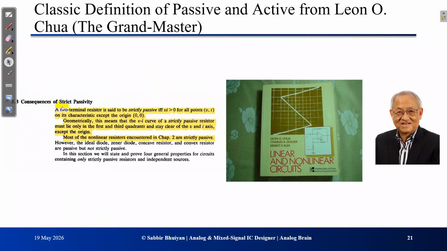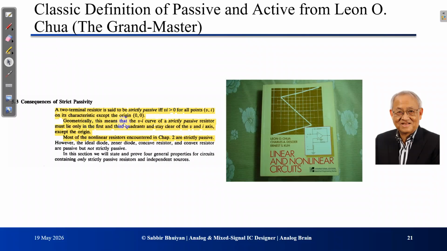Now, there are some strict passivity consequences. A two-terminal resistor, here resistor means not just a resistor. It can be your current source or voltage source, or it can be a system. It is said to be strictly passive if V times I is greater than 0 for all points V, I on its characteristics except the origin (0, 0). Why except the origin? Because at the origin your V and I are both 0, so the product will be 0. But here the writer says the product V times I should be greater than 0, not greater than or equal to 0. It's greater than 0.